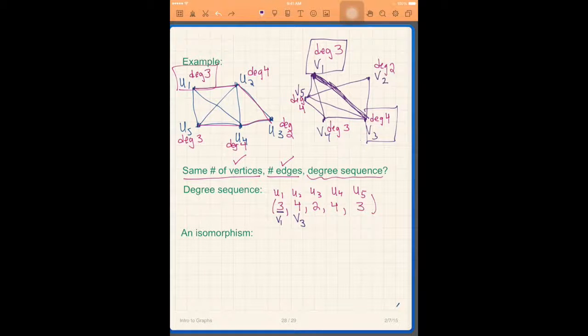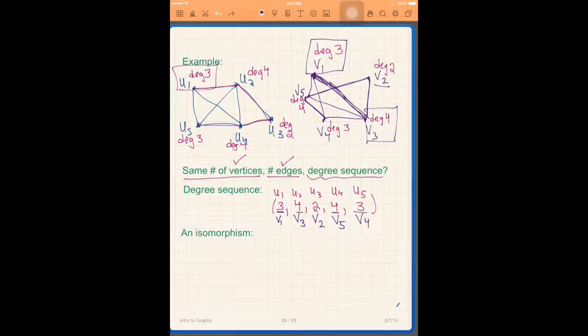So this will be an option for our isomorphism here. And then from V sub 3, I need a degree 2. So it connects over to V sub 2, which is degree 2. And then V sub 2 needs to connect to a degree 4, which it does here at V sub 5. And then I need to connect to a degree 3. So a degree 3, which I haven't used, is V sub 4. Good, connects. So I do have the same degree sequence now that I've written it this way.